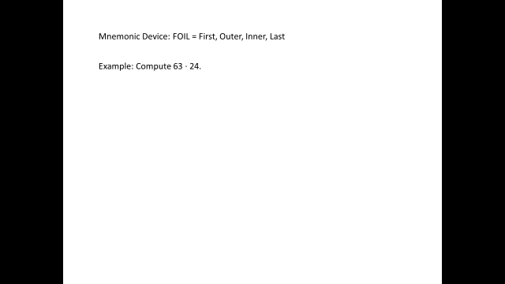Example, compute 63 times 24. First, we're going to break apart our two numbers, 60 plus 3 times 20 plus 4. And now we're going to apply FOIL to this. So first means first of each pair, so 60 times 20.